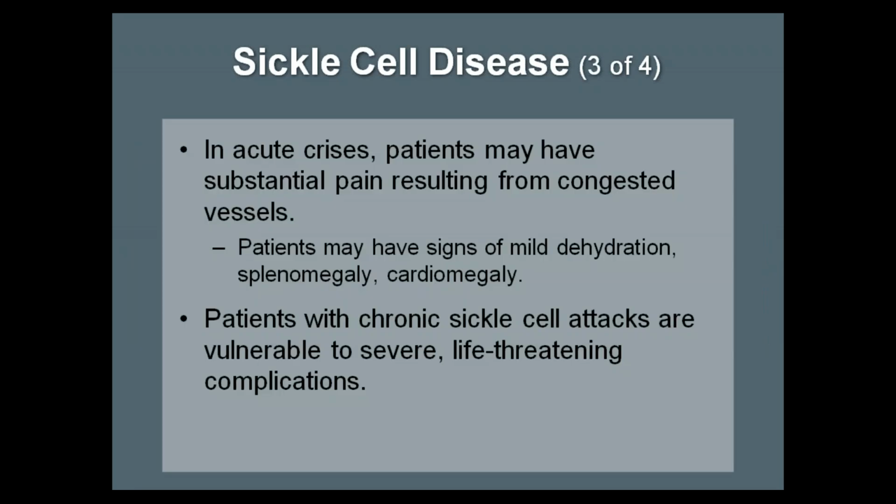So in acute crisis, patients may have substantial pain resulting from congested vessels. They may be dehydrated, which might precipitate it, because less fluid in the blood vessels means more concentrated red blood cells, which means more likelihood that they're going to congregate and get hooked together. Patients with chronic sickle cell attacks are vulnerable to severe life-threatening complications. The other thing to know about sickle cell disease is that these people are usually very well educated on their own disease.